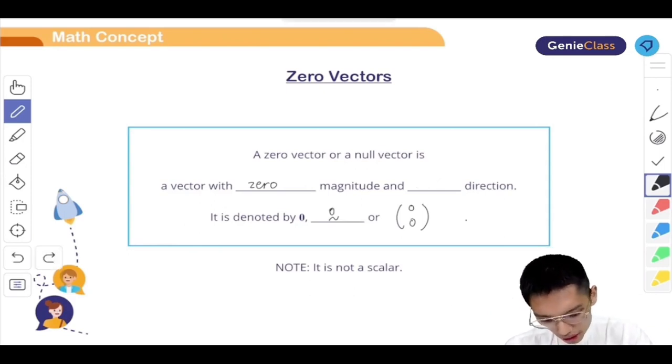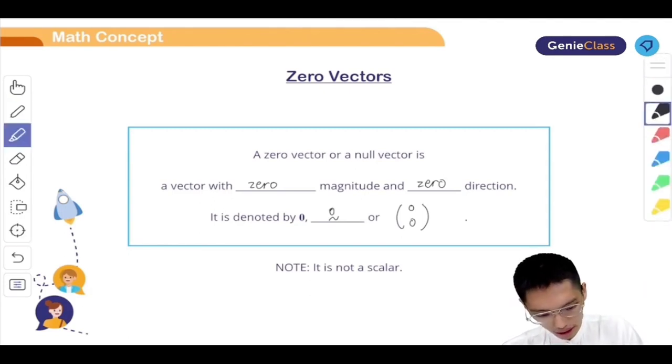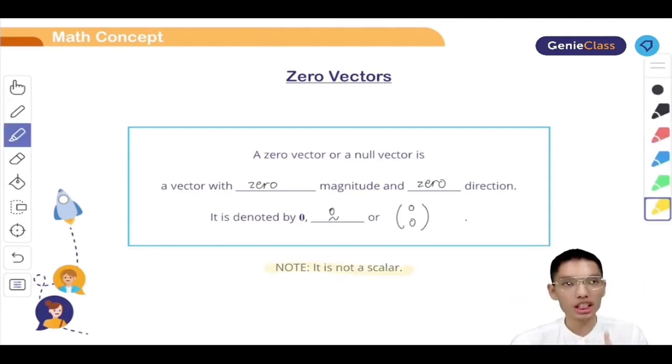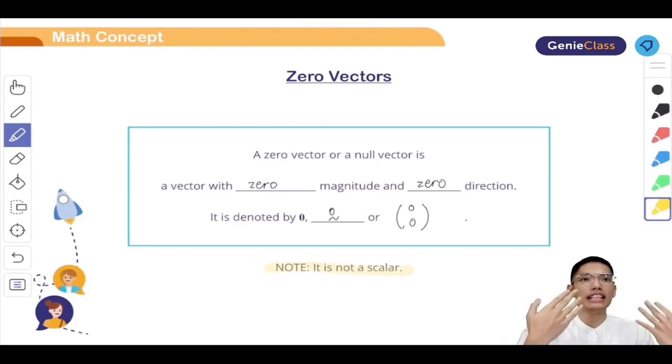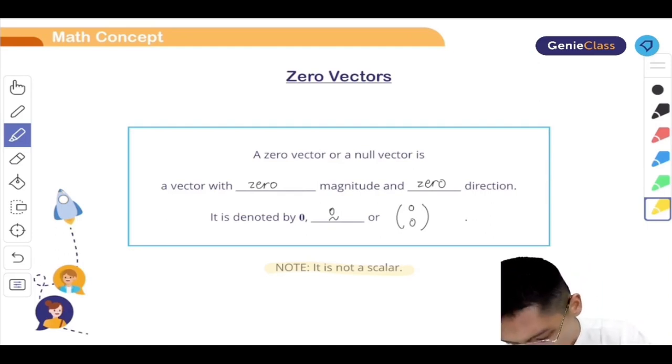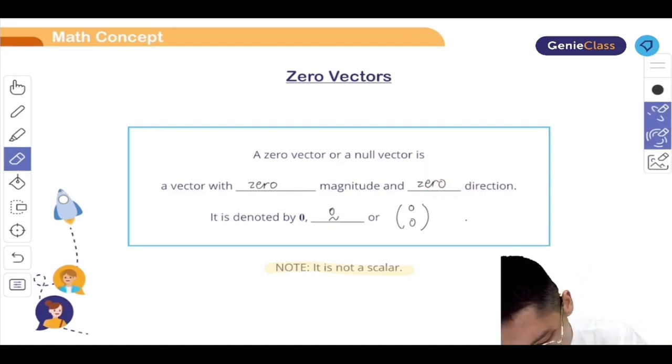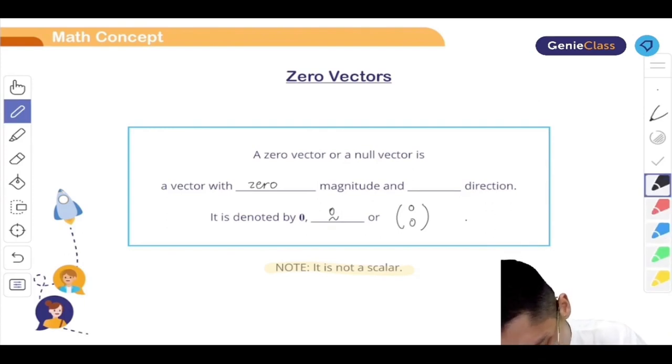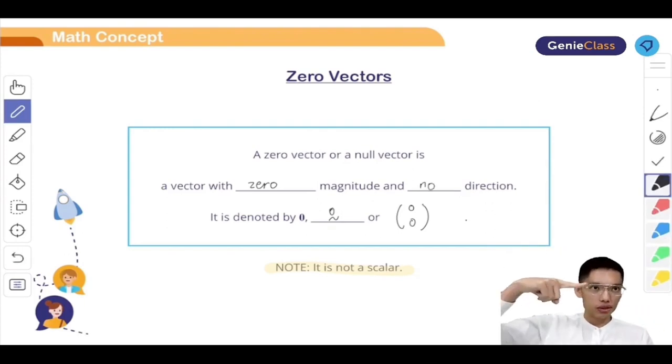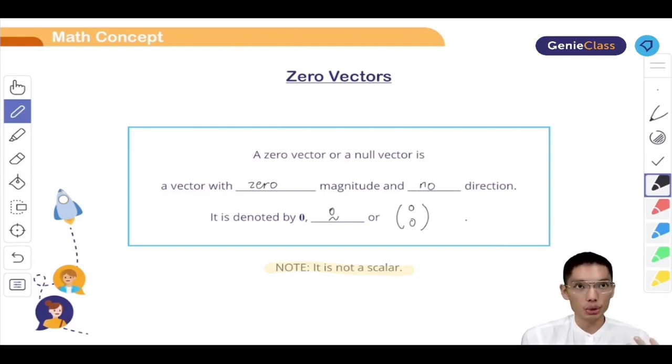But take note, even though there's nothing to draw, there's no line, there is an important note over here, guys. It is not a scalar. So we don't just write 0. We say it's 0x, 0y, but it is not a scalar. It's just telling us no magnitude, no direction. Okay, sorry, it's not 0 direction, it's no direction. Be very careful. Even though it's 0, we cannot say it's a scalar. It just tells us there's no x, no y, but there's still some form of direction. So therefore, it is still a vector.